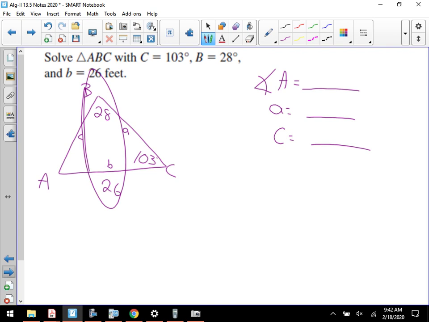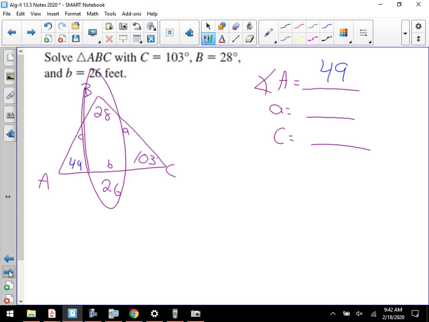All right? What's the easiest of those 3 things to find? Angle A. How do you find angle A? There's only 180 degrees in the triangle, so you just take the 2 that you have and you back it out. When you do that, what do you get? 49. So I have 49 degrees right off the bat. Okay? So I have to find both side A and side C.